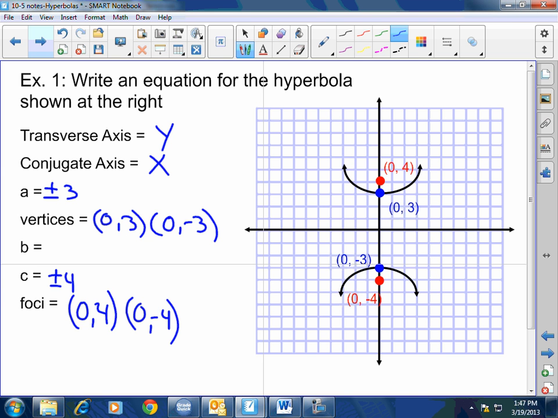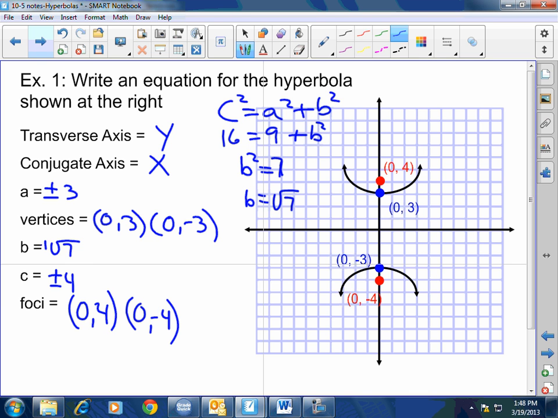To find this b, the b is important, guys. The b is going to give you their quote-unquote covertices, but they're not really covertices. We don't have covertices here, but we're going to call them imaginary covertices, okay? And I'm going to show you again why and how that's so important. If you remember from our formula, c squared will equal a squared plus b squared for a hyperbola. So that means that 16 will equal 9 plus b squared, so b squared will equal 7, so b equals the square root of 7, plus or minus.